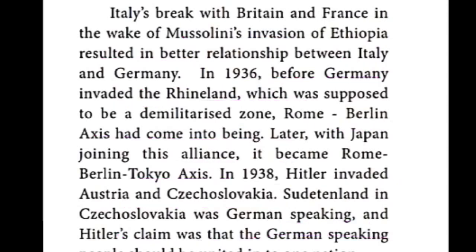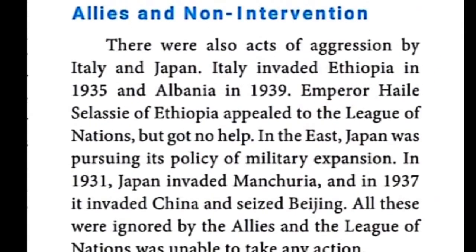The next, these are the causes for the Second World War. These are the actions of Hitler. The activities of Hitler were responsible for the outbreak of the Second World War. The next thing given is allies and non-intervention.